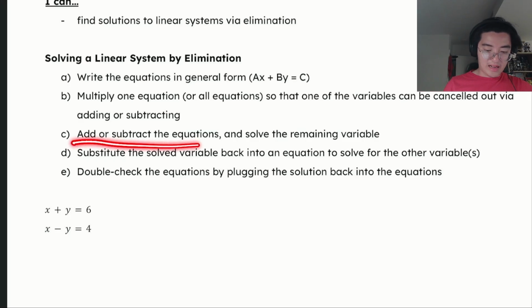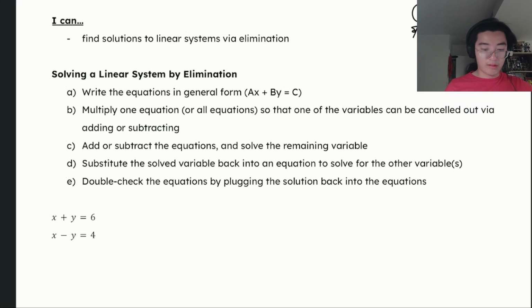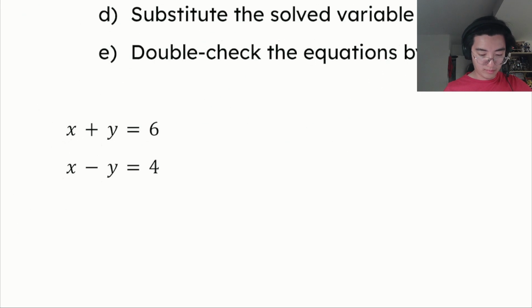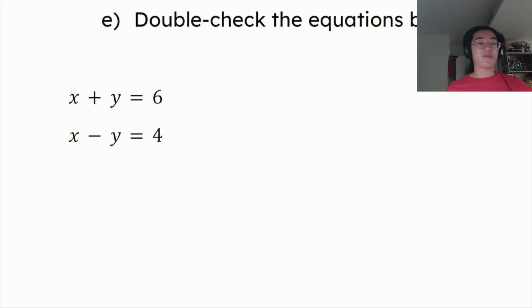Right, and this step is telling us that if we cannot cancel a variable out, we've got to multiply in order to cancel it out. A lot of that can be explained using examples. So let's take this first example here.